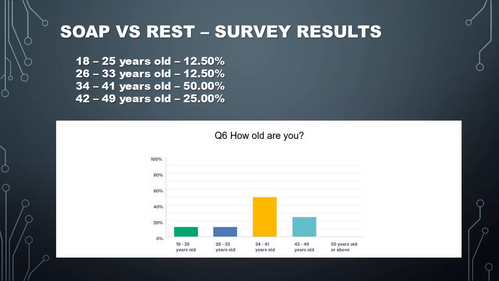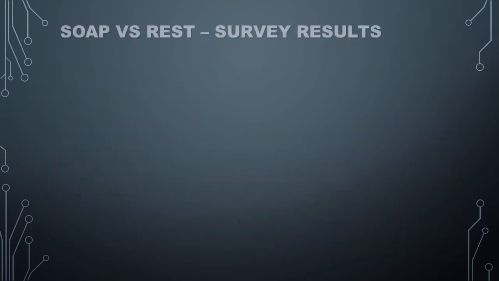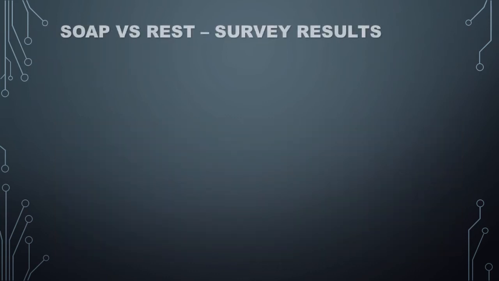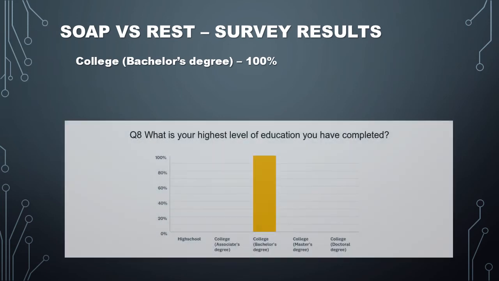The next question was, how old are you? And the majority of people that took my survey are 34 to 41 years old. The next question was, are you male or female? The majority of the people that took my survey are male, with one female. What is your highest level of education you have completed? And all of my responses chose they had graduated with a bachelor's degree.